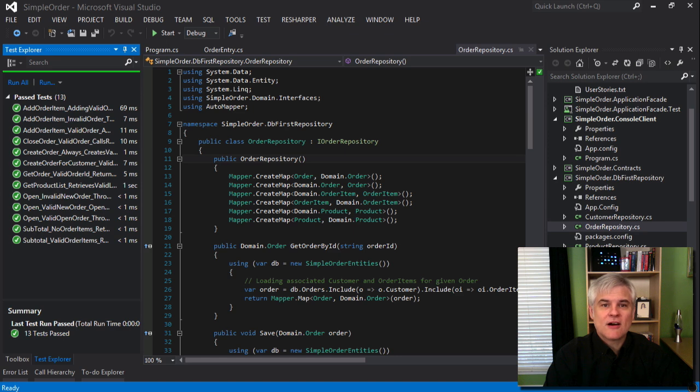Welcome to the series on architecting the persistence layer with the repository and unit of work design patterns. Over the course of 10 lessons, we're going to discuss two important architectural design patterns often used on the persistence layer, the repository and unit of work patterns.